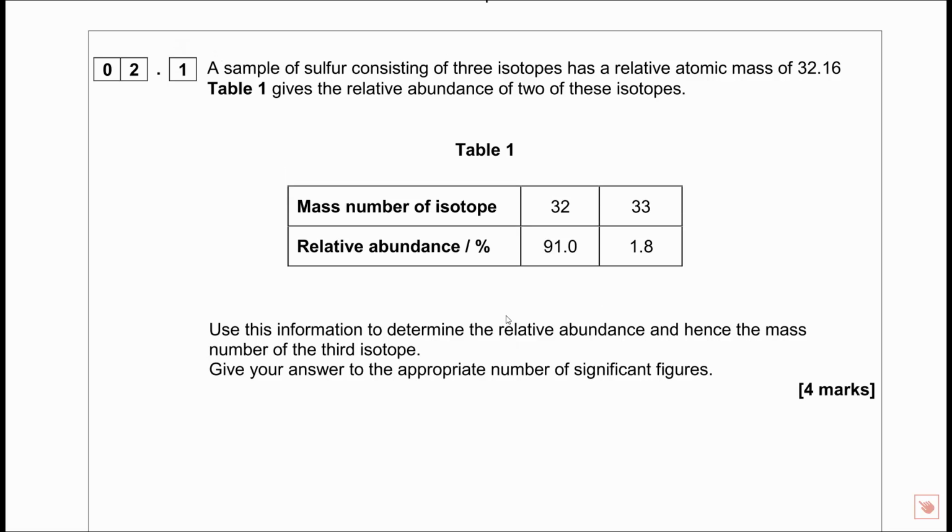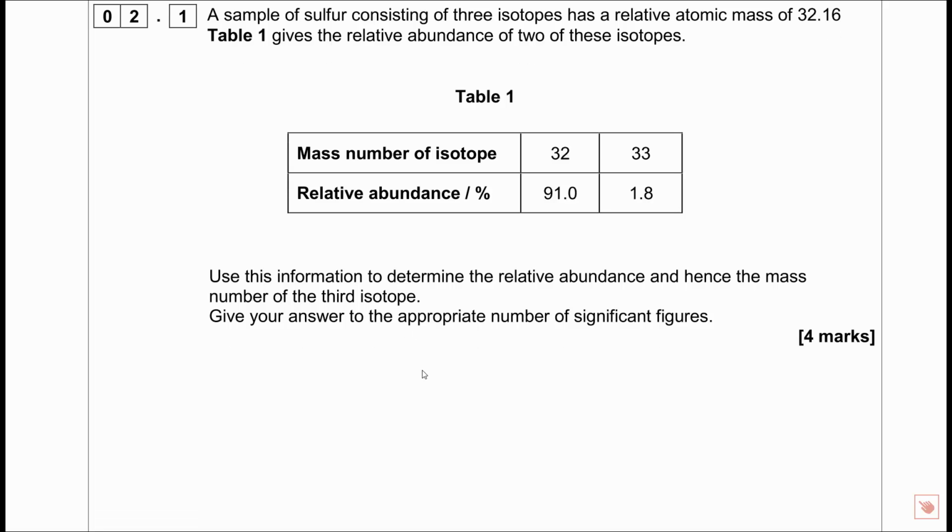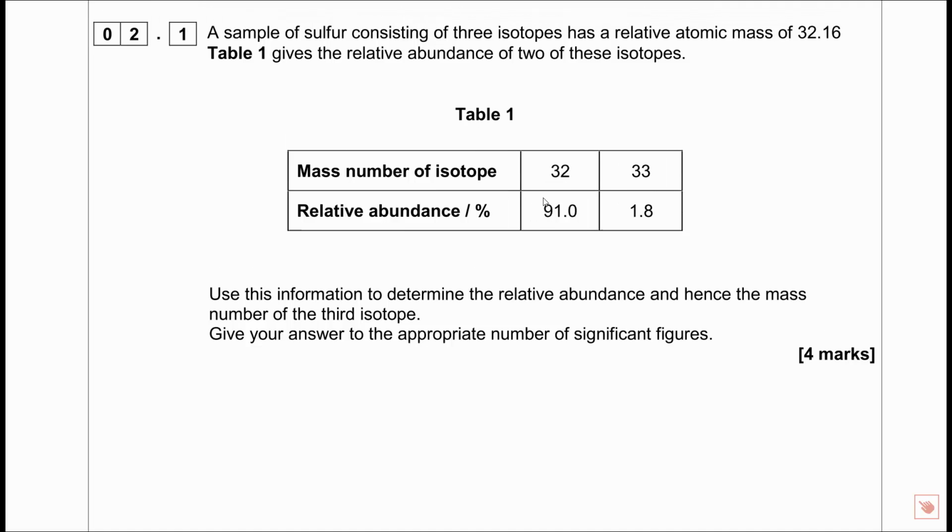Okay, on to question 2. Sorry, you can see they've got this new style of questions as well, where it's just 2.1, 2.2, no A, B, C or whatever, which is fair enough, I guess, but again, not overly impressive. But there we go. Okay, so we've got sulfur consists of 3 isotopes. And table 1 gives a relative abundance of 2 of these isotopes.